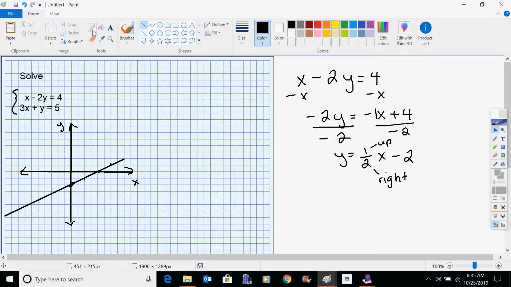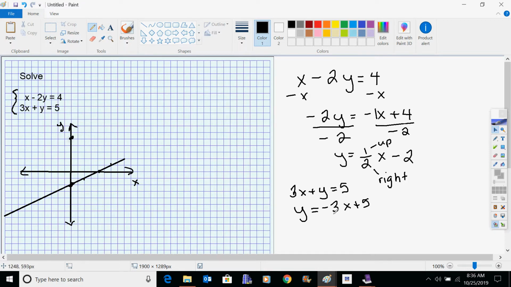And this one isn't going to be as forgiving on the graph as the other, but I can write better with it. All right, so let's take a look at this one. 3x plus y equals 5. So we need to get that one solved for y. Y equals negative 3x plus 5. That's great. And so we start that one at positive 5. 1, 2, 3, 4, 5.